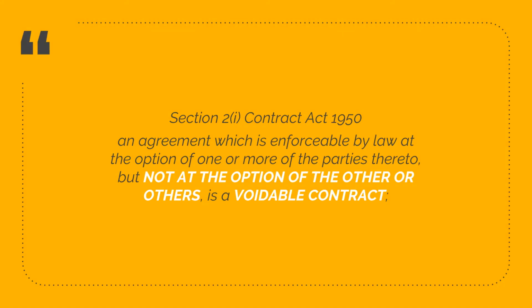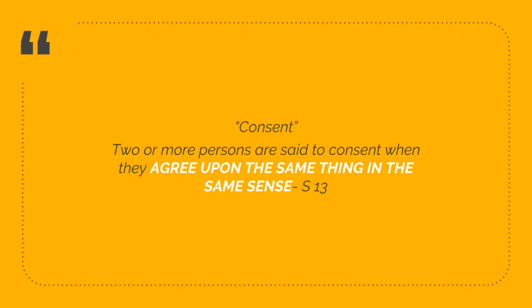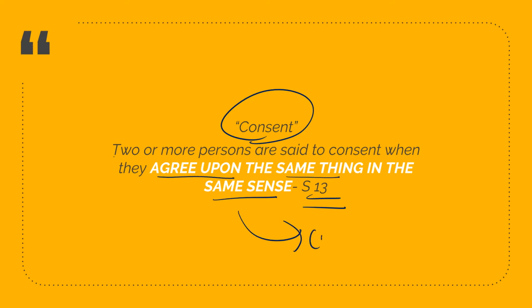Clause I of Section 2 provides the definition of voidable contract as an agreement enforceable by law at the option of one party but not at the option of the other. From the definition, the word consent kept popping up. Section 13 of the Contract Act 1950 stated consent as where two or more persons are said to consent when they agree upon the same thing in the same sense. Hence, you can refer to consensus ad idem.